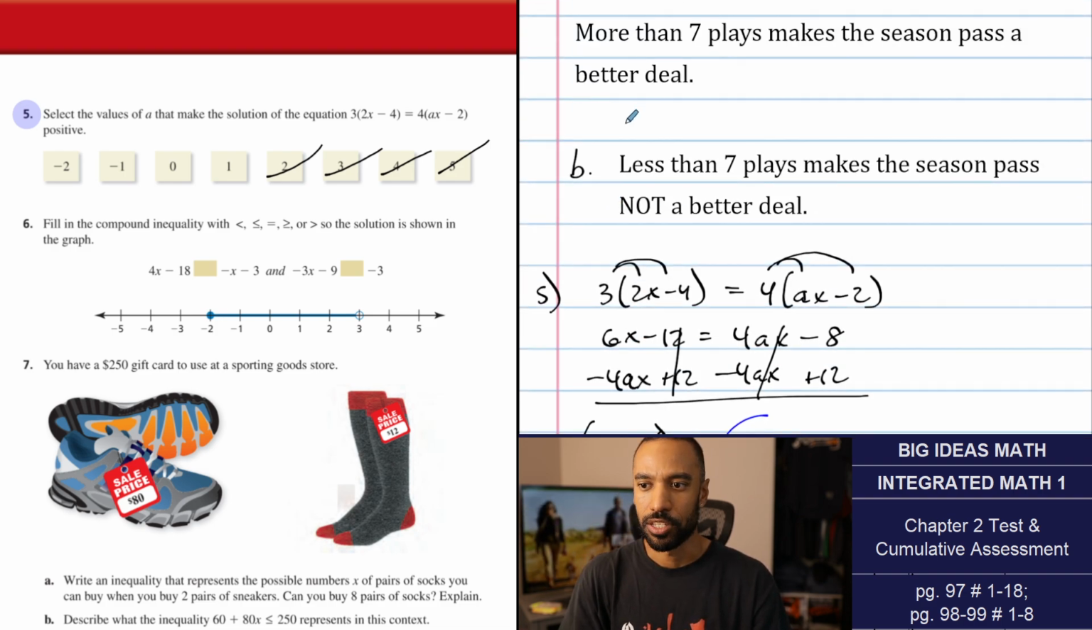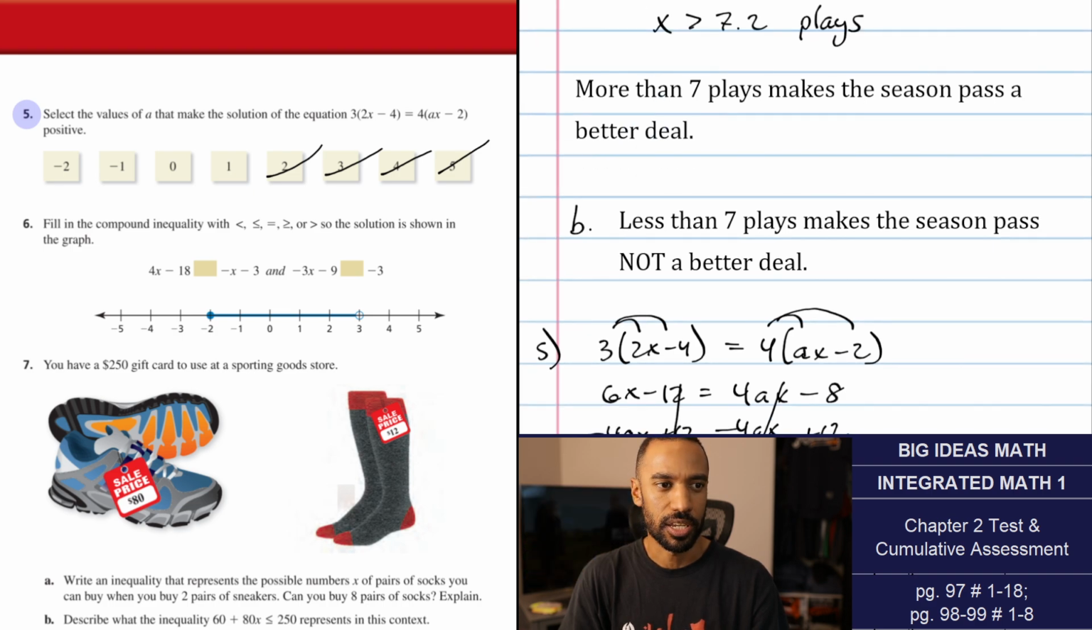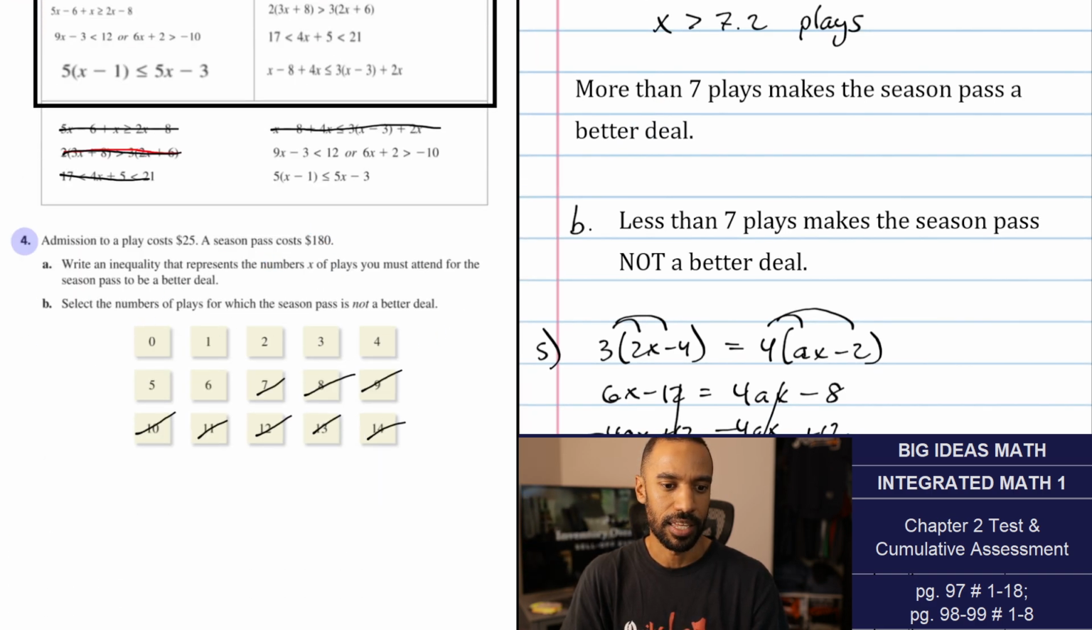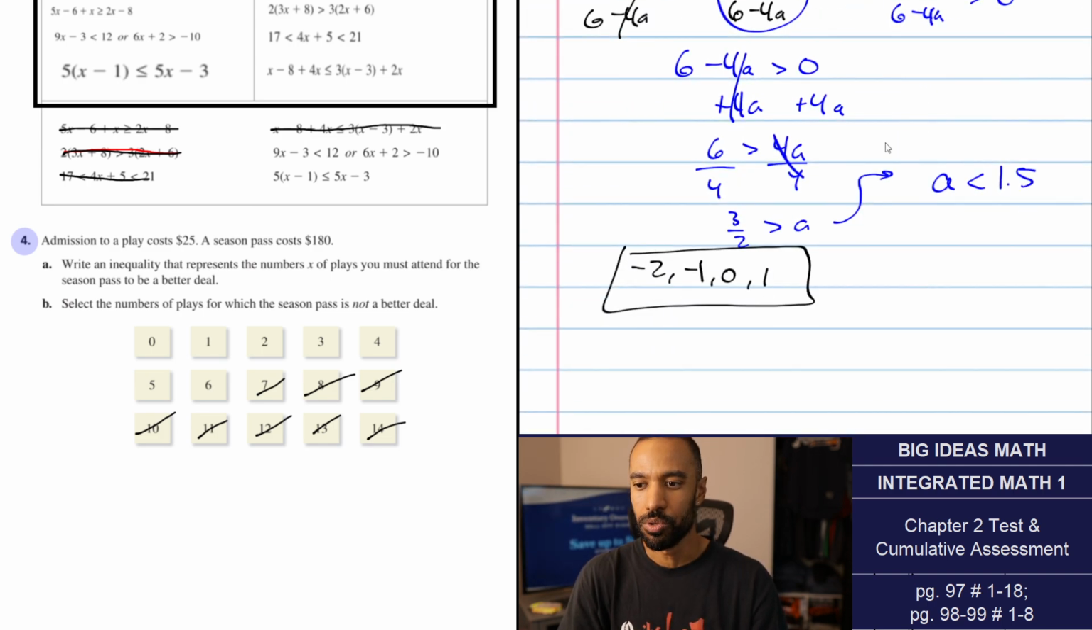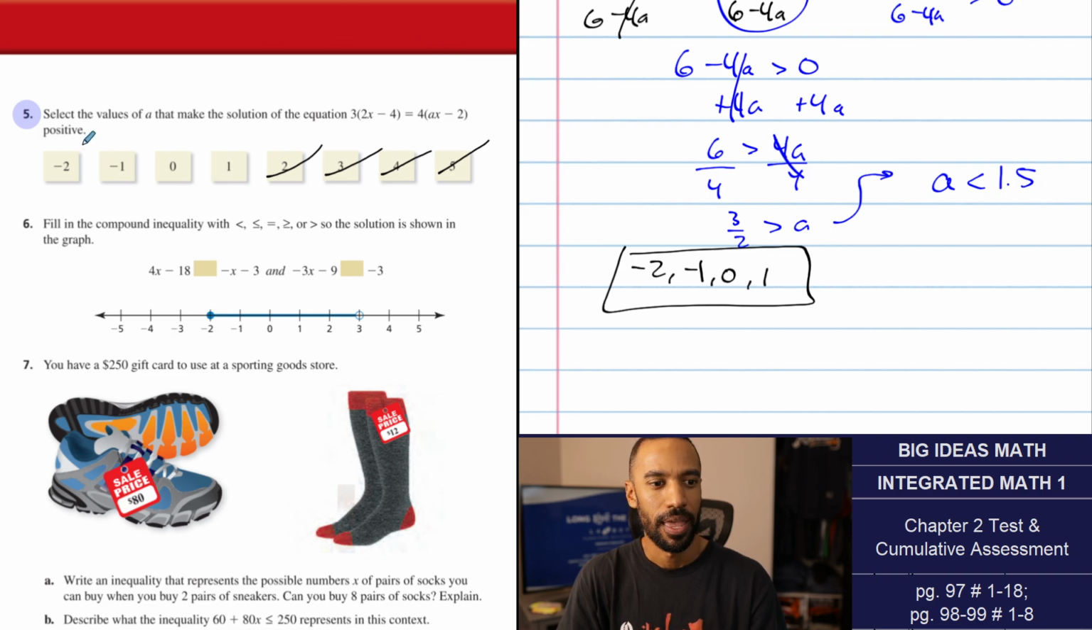I didn't write the answers for the previous one here. I just said less than 7 plays. I hope it's okay that it's 0, 1, 2, 3, 4, 5, 6. And yes, you can see 0 plays and benefit. You buy a season pass and attend 0 plays. You're not season passing, right? Anyway, that's the answers for number 5.